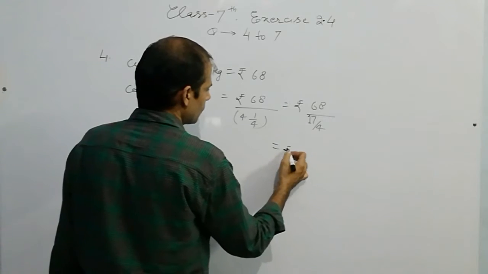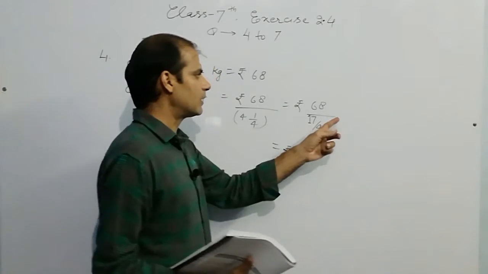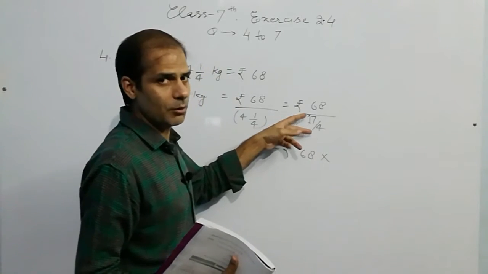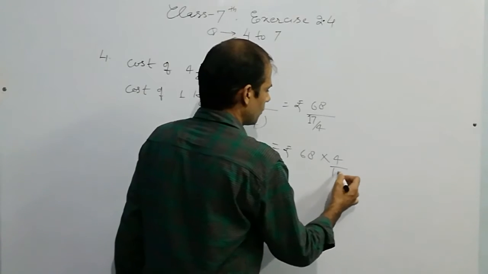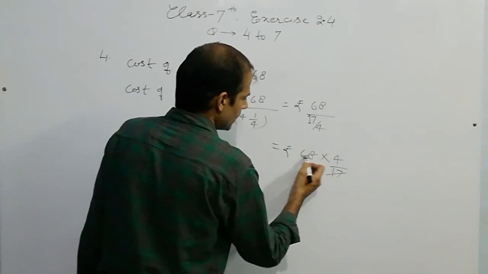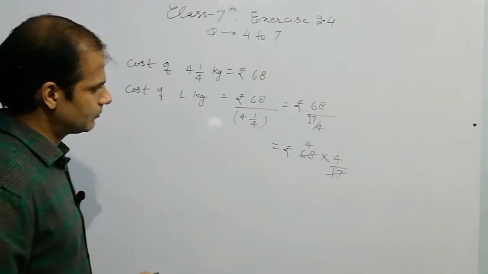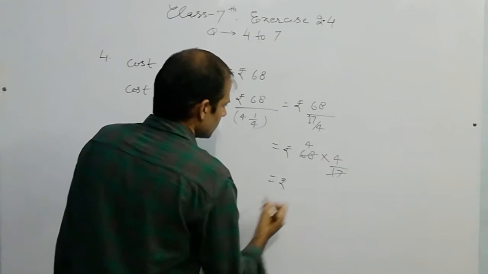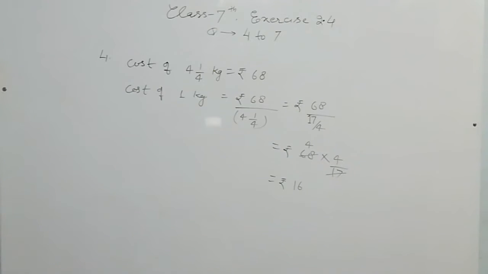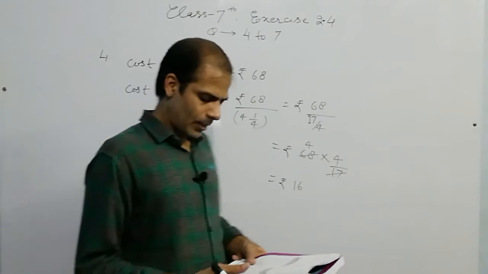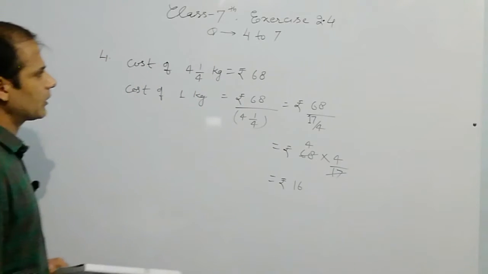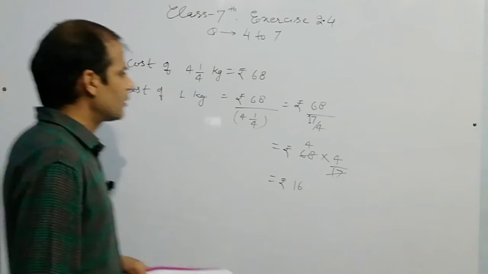Okay, now it is rupees 68. As you can see, it is division, so we will convert it into multiplication and write the reciprocal of 17 upon 4. It is 4 upon 17, correct? Now divide 68 by 17, it is 4 times, and we have rupees 16. Okay students, it means if the cost of 1 kg sugar is rupees 16, then the cost of 4 and 1/4 kg sugar is rupees 68. Okay, pause the video and note it down.